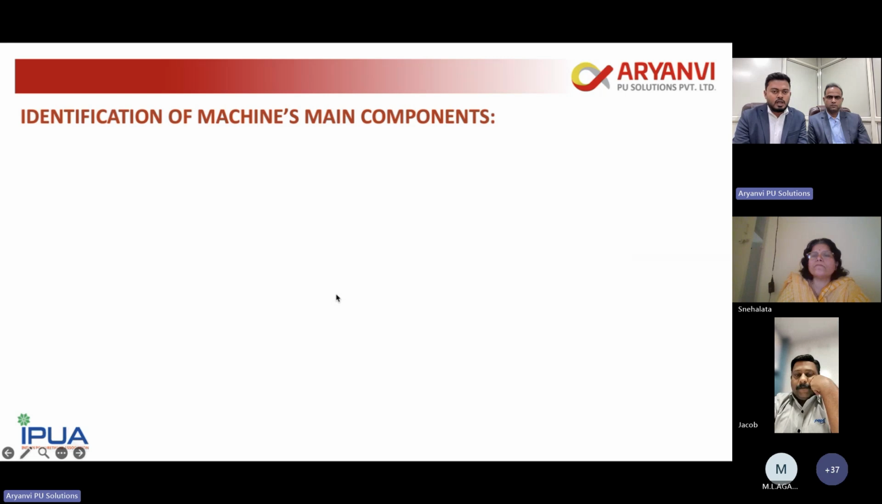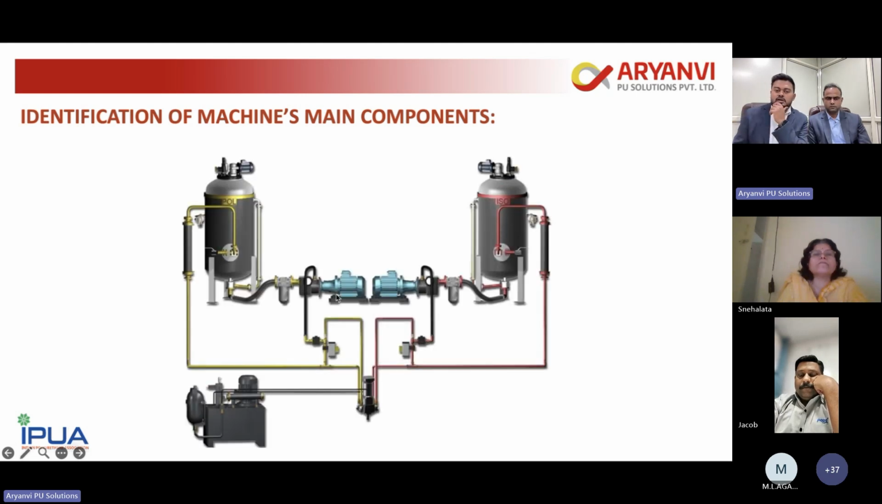Whatever components are used in the high pressure machine, I'm going to give you an indication and brief you one by one. This is the basic concept, or basic flow chart, of the high pressure machine. Here you can see the polyol tank. Similarly, this is the iso tank.